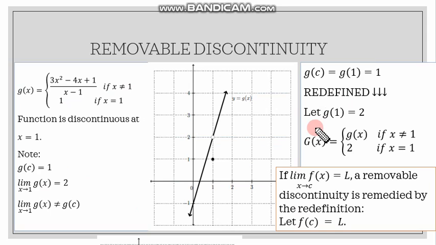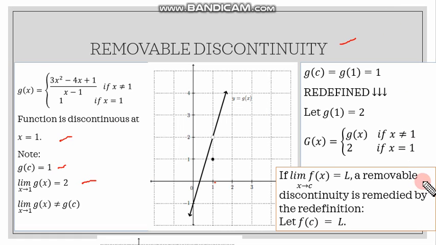Okay, by looking at the graph of the function, we can see that the function is discontinuous at x equal to 1 because the limit exists, which is equal to 2, but f of c is equal to 1. So our function is discontinuous at x equal to 1, and we call it a removable discontinuity. So note, our g of c is equal to 1 while the limit of the function is equal to 2.